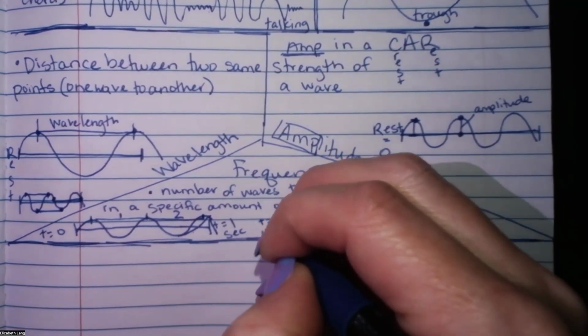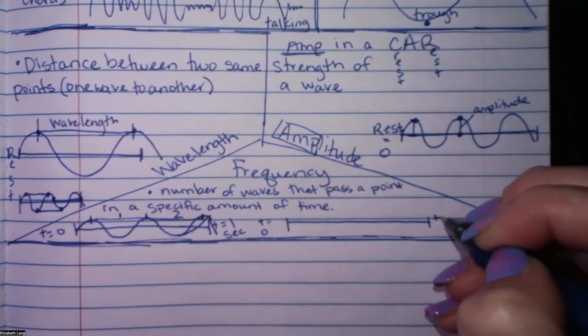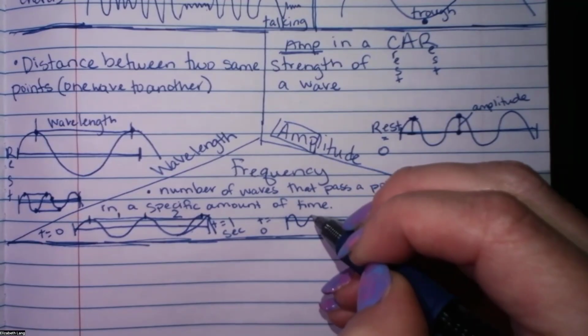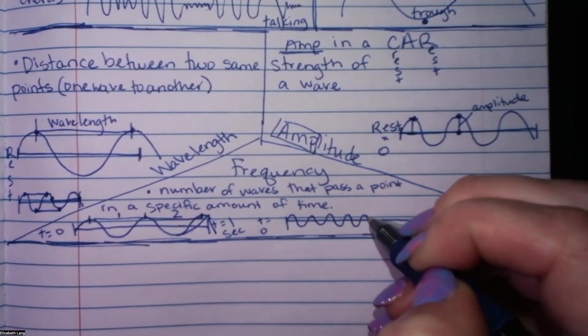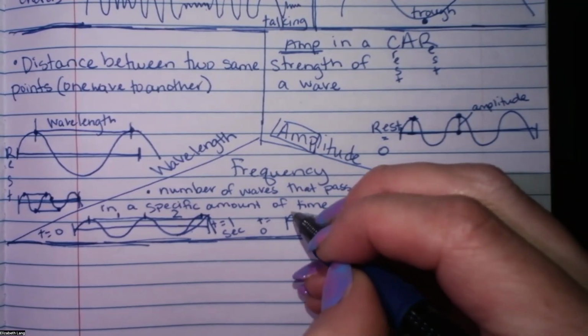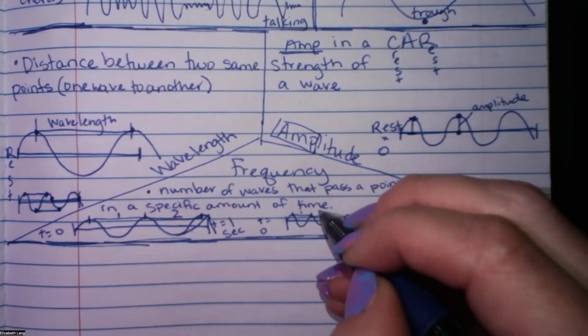One more time. Time equals 0. Time equals 1 second. Let's do shorter waves. Okay, so we have crest to crest, 1. Crest to crest, 2. Do you see what I'm doing? Let me zoom you in.